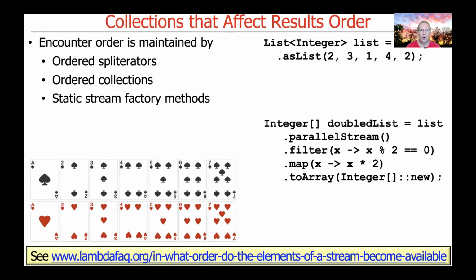So encounter order is maintained through several different means. One is by using so-called ordered split iterators. Another is by using so-called ordered collections. And yet another is by using the so-called static stream factory methods. So there's a bunch of different things. We're going to talk here primarily about ordered collections. And if you take a look here, you can see the example.